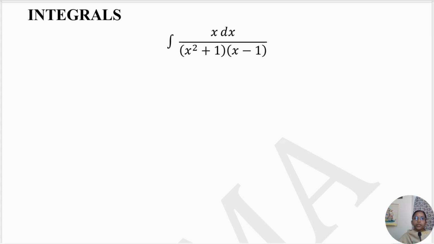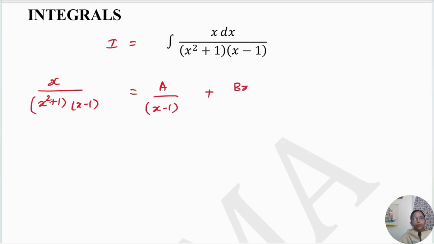Now look at the problem. Integration of x dx divided by (x square plus 1) into (x minus 1). So this can be treated as I is equal to. Let us assign x divided by (x square plus 1)(x minus 1) as A divided by x minus 1 plus Bx plus C divided by x square plus 1, because here we are having x square, and then you can take LCM on the left side and right side.